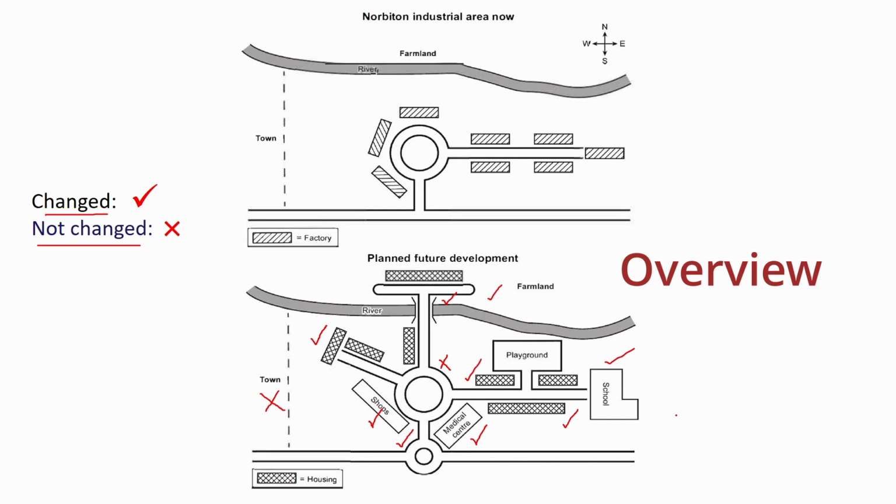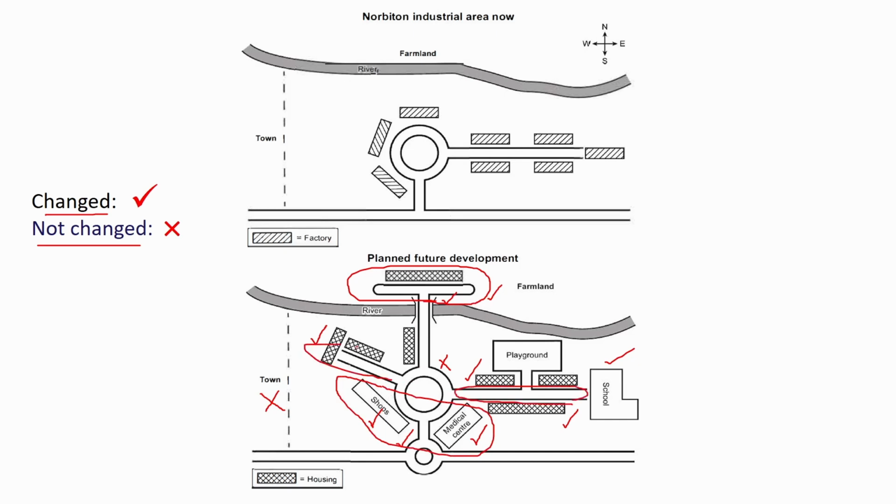Now, for the overview, we need to choose the most important changes, right? So the change in farmland is important, so I will mention that in my overview. The changes around the roundabout are also important. The roads are also important because there will be more roads. And also the factories, all of them will change and they will turn into houses. And also to the south of the roundabout, we will have shops and medical center. So these are also important and should be mentioned in the overview.